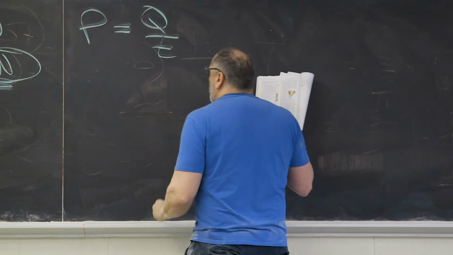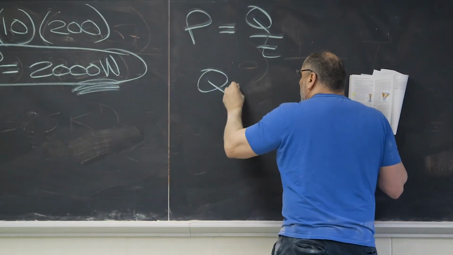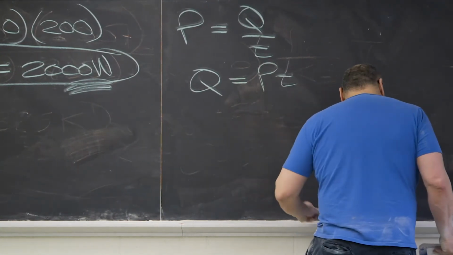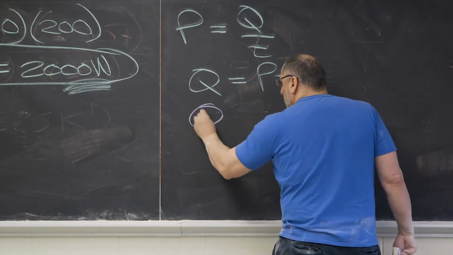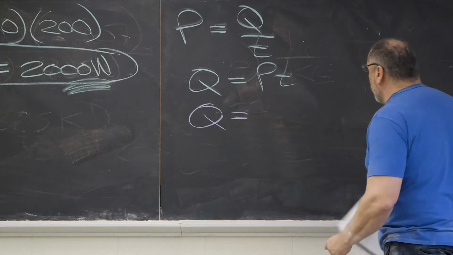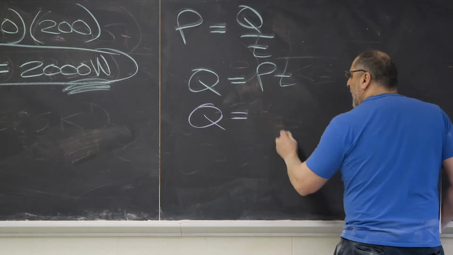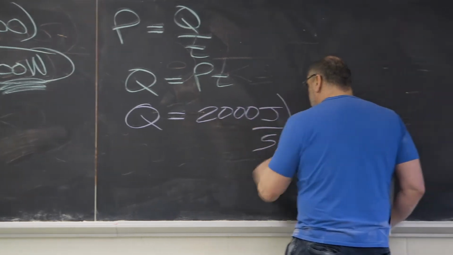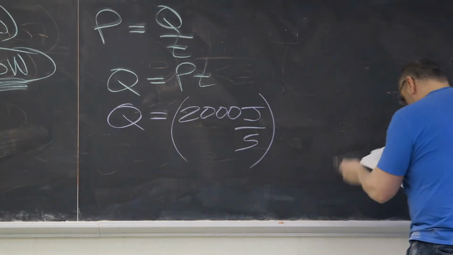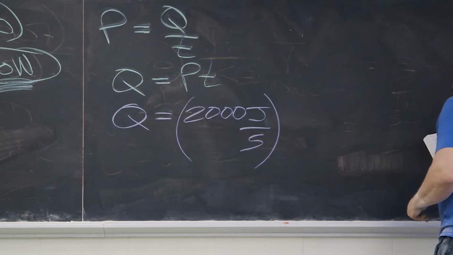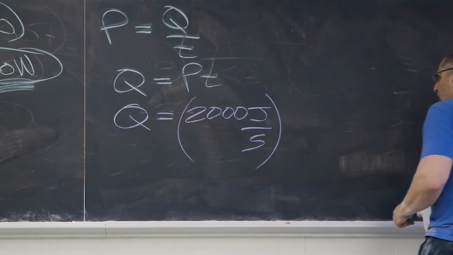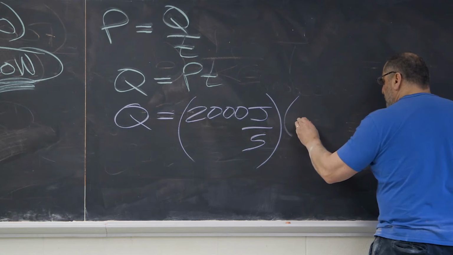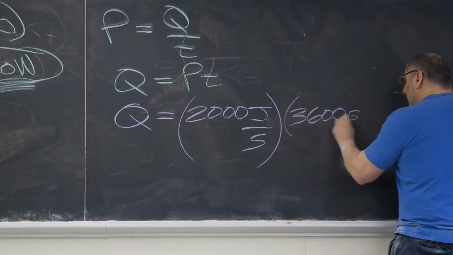So if you want to find out how much energy is outputted, it'd be P times T. They're saying 2,000 watts, that's 2,000 joules per second, and they're in there for 1 hour. 1 hour has 60 minutes, and each minute's got 60 seconds. There's 3,600 seconds.